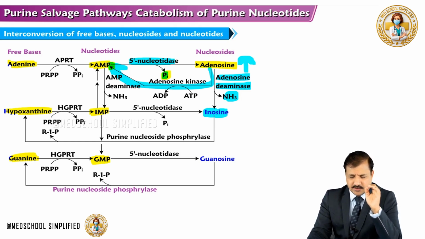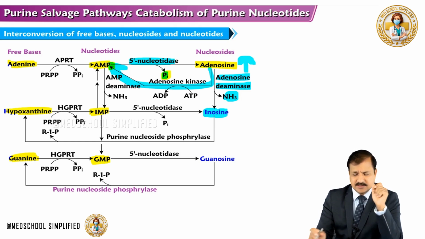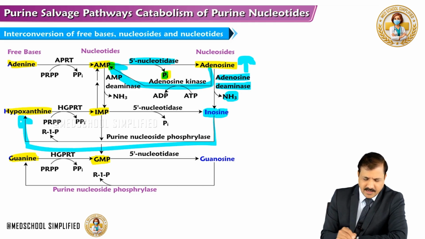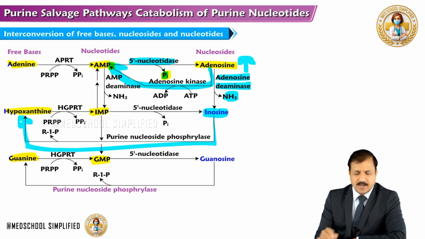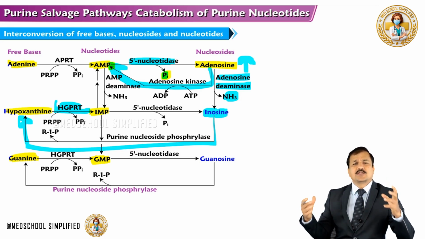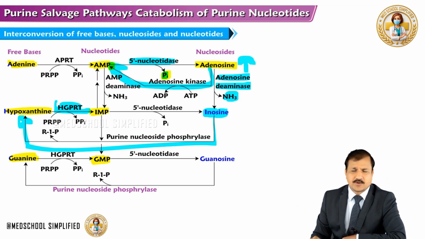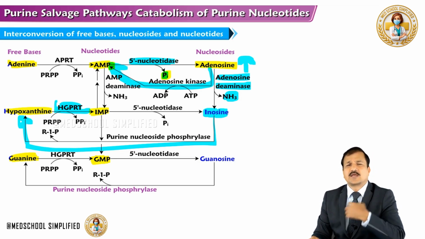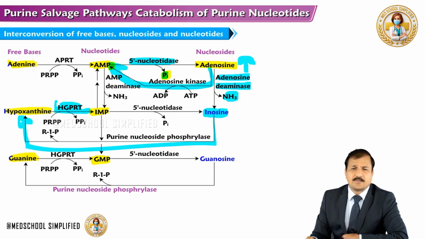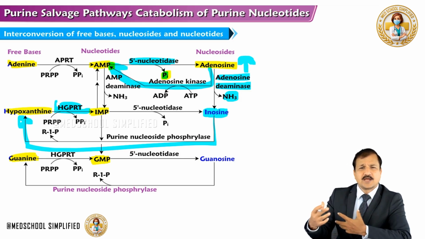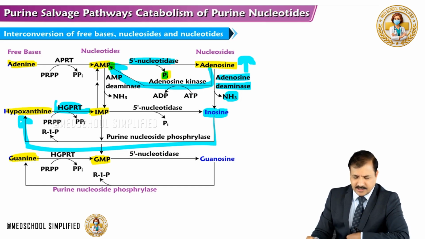Now, when adenosine undergoes deamination by adenosine deaminase, we get inosine, and inosine can undergo the purine nucleoside phosphorylase reaction to go back into hypoxanthine. That hypoxanthine can come back into inosine monophosphate by using HGPRT enzyme, or hypoxanthine can simply go into the degradation process. It all depends on the cell, whether it stays in that cell or goes out of the cell and is taken up by other cells. They can use these bases coming from other cells, nucleosides or free bases coming into the blood, according to their needs.